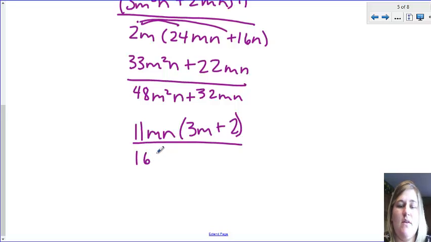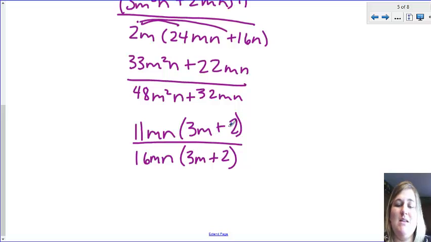So if I factor out 16 and then I have m squared and m, which means I can take out an m. I have n in both, so I can take out an n. 48 divided by 16 is 3. M squared, m came out, leaves me with m. The n is gone, plus 32 divided by 16 is 2. The m and the n came out, which means that these cancel, and the m and the n cancel, which means my final answer is 16 over 11.